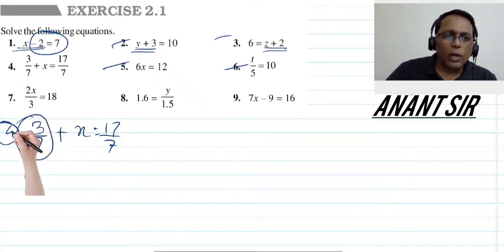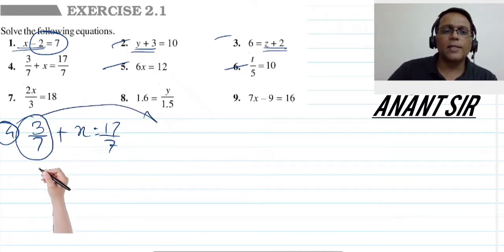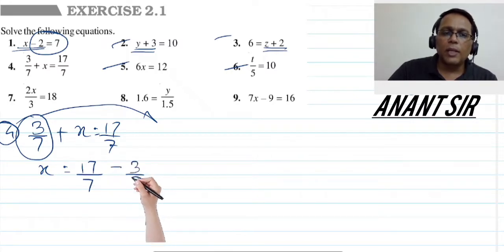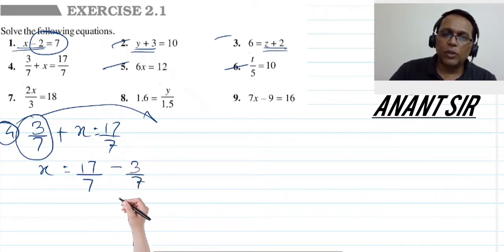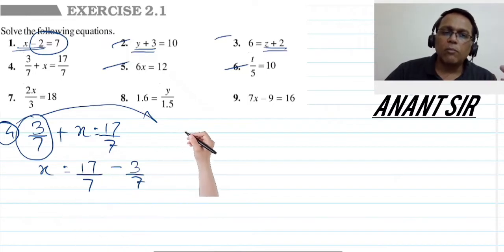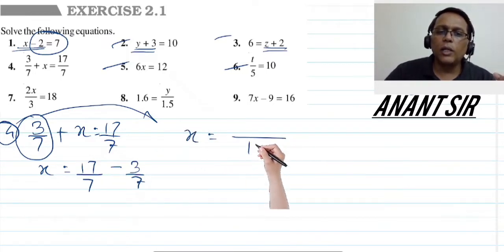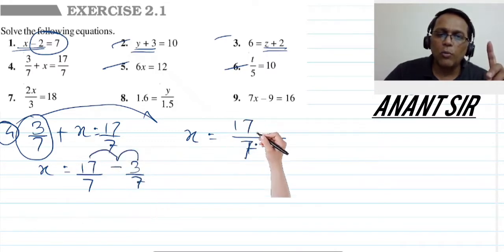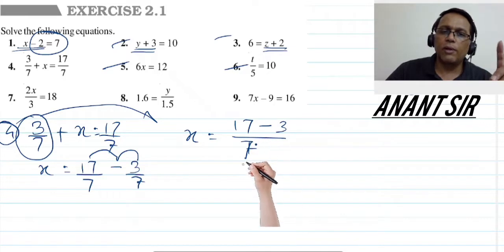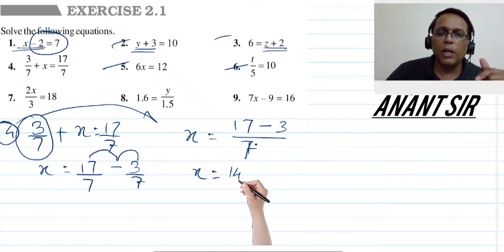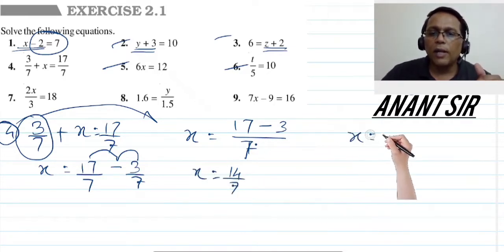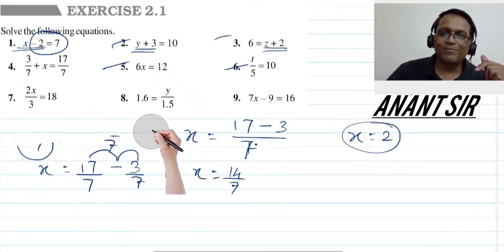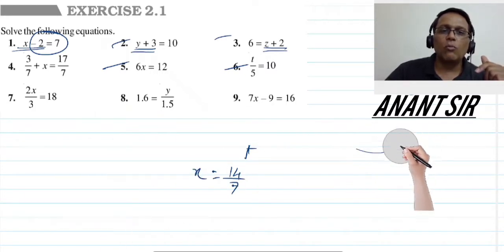So here I am going to take that 3 by 7 to the other side. I will keep that x as it is, 17 by 7 minus 3 by 7. Now the denominator is same. So I don't have to do anything here. I will keep the denominator only once and I will just do what I have to do in the numerator. I am doing it step by step. 17 minus 3 upon 7. So it becomes 14 upon 7. And when I divide, I get the answer x equal to 2. Very easy question, right? Now we move on to question number 7.